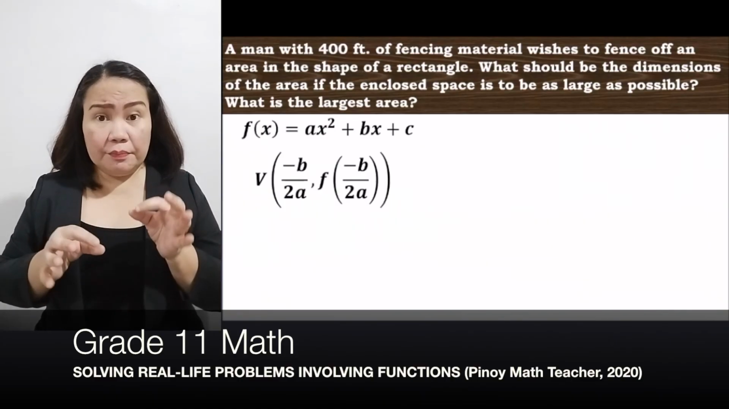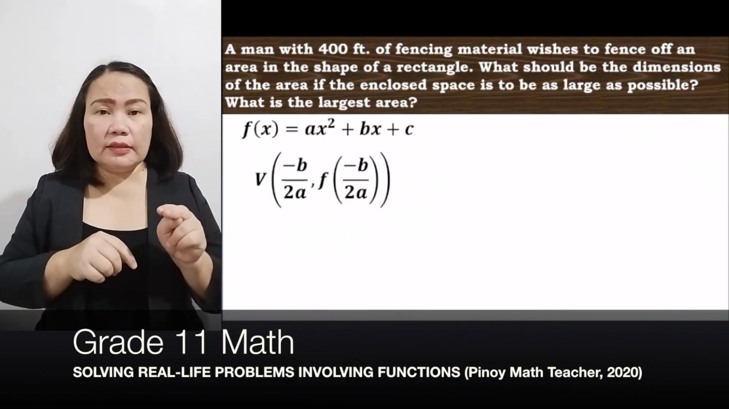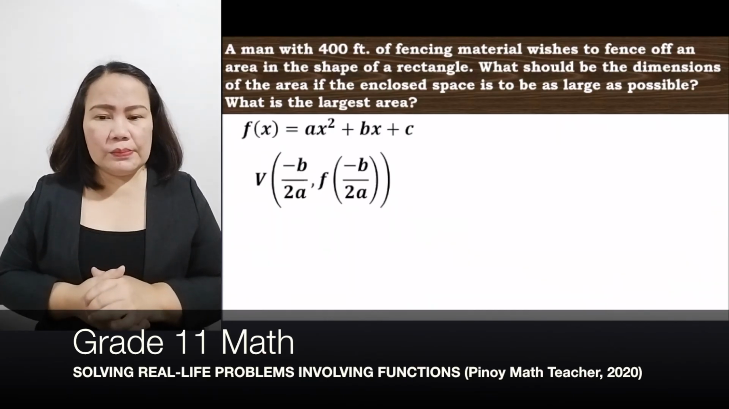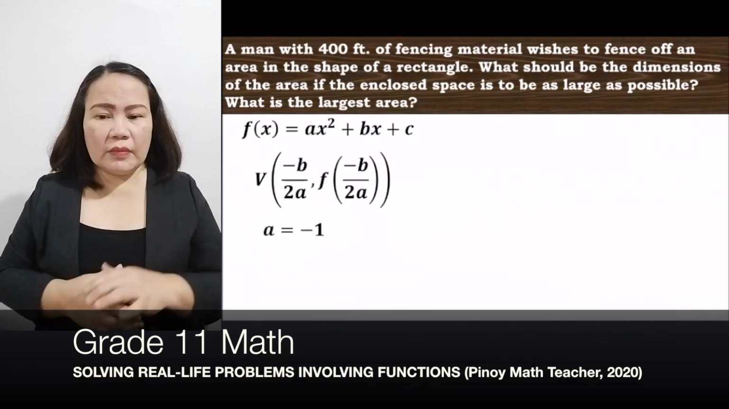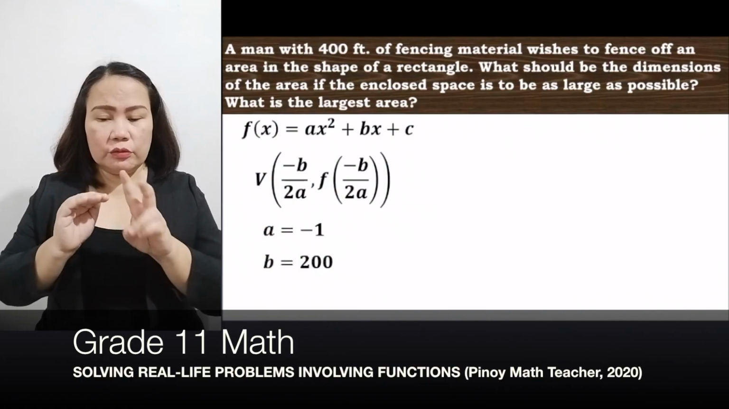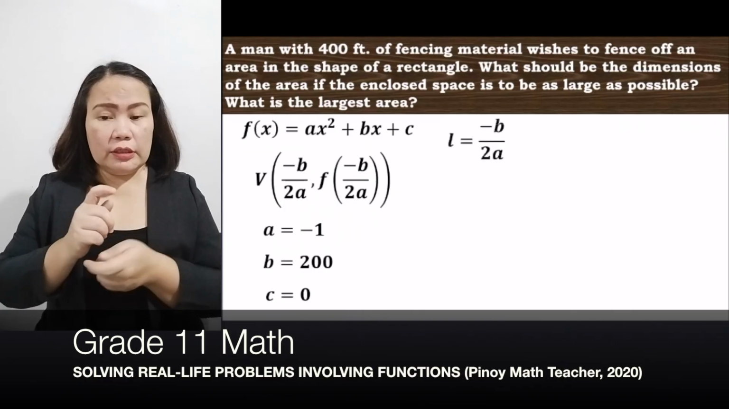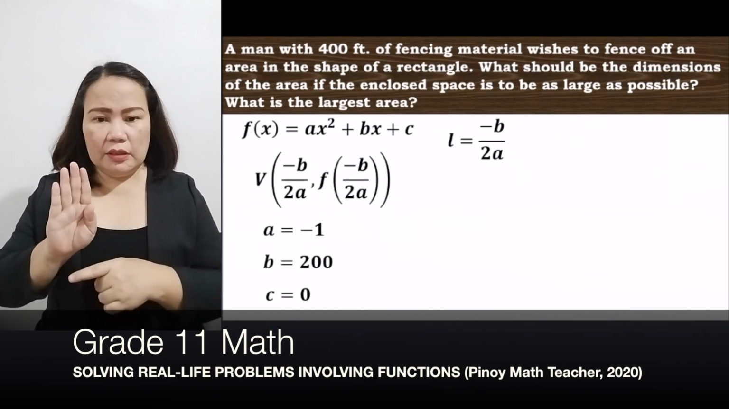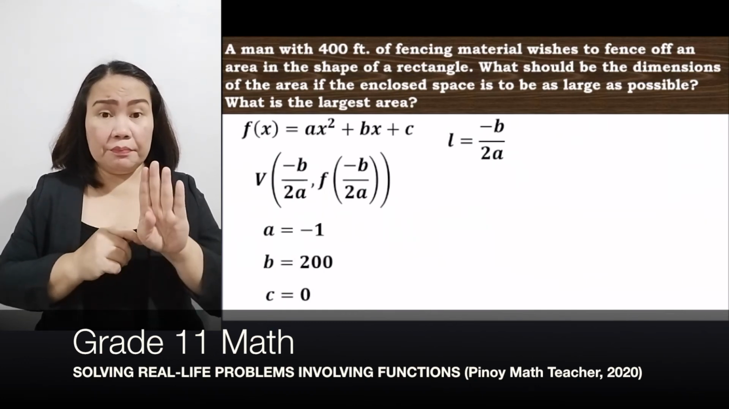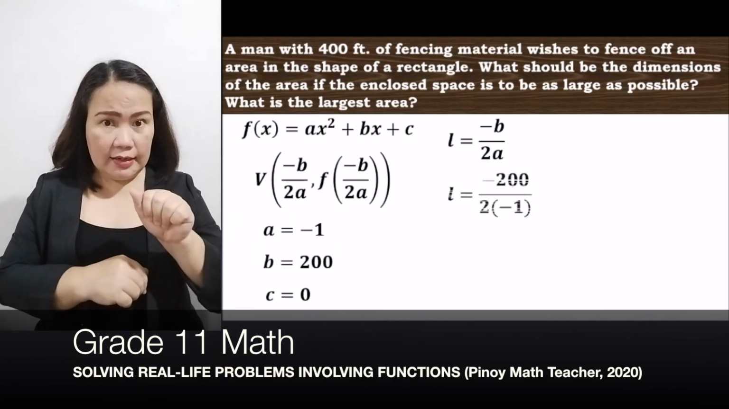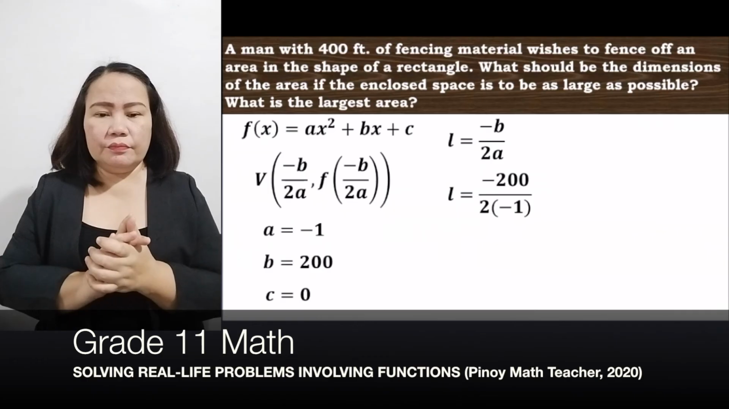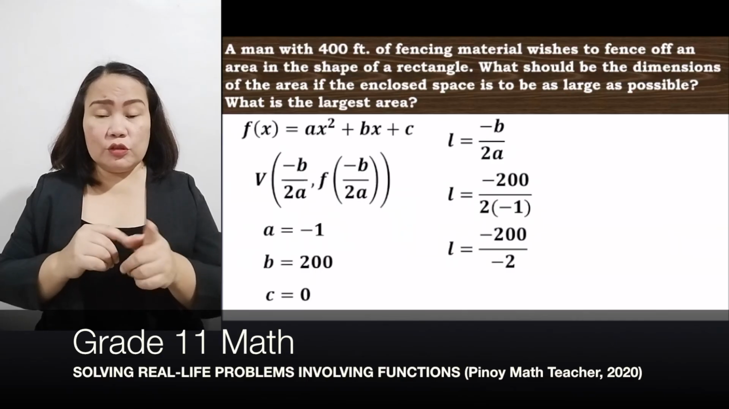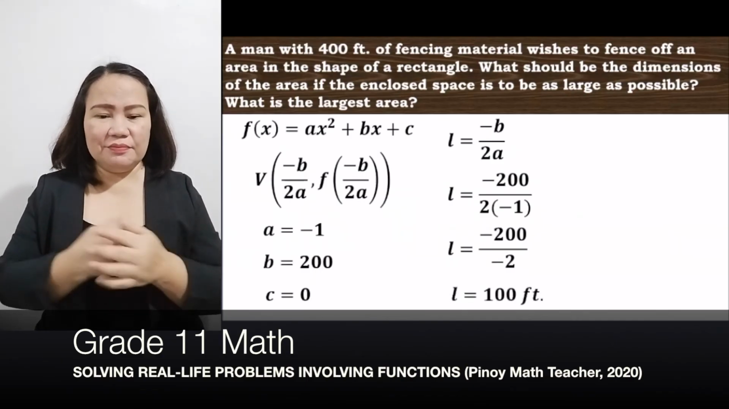Para makuha naman yung area na yon, kailangan nating i-substitute sa function yung makukuha nating sagot doon sa length. So that is f of negative b over 2a, kung saan ang a natin ay negative 1, ang b ay 200, at ang c ay 0. Okay, kuhanin muna natin yung length gamit yung formula ng negative b over 2a. Papalitan natin yung b ng 200 at yung a naman ng negative 1. So, 2 times negative 1, yung nasa denominator, that is negative 2. Negative 200 divided by negative 2, that is equal to 100.